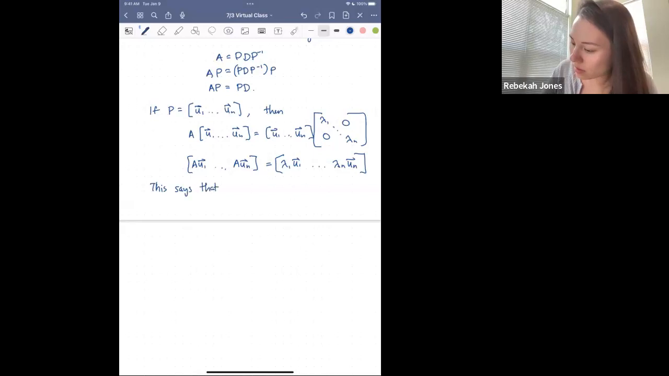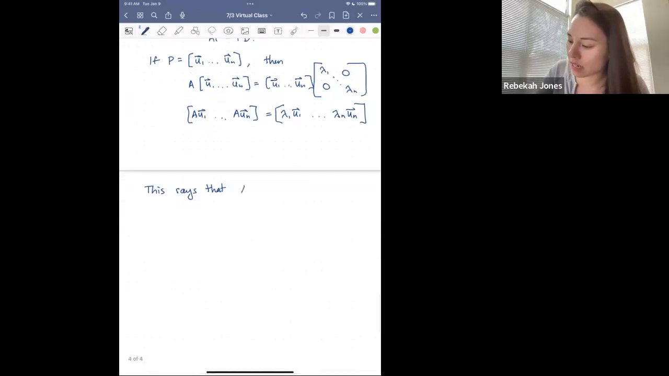So this says, in fact, let me just move down here. Okay, so this says that A times u1 is equal to lambda1 times u1. And equating each of the columns, we get this entire list of equalities. Maybe I'll just emphasize: we can do A times u2 equals lambda2 times u2, and so on.